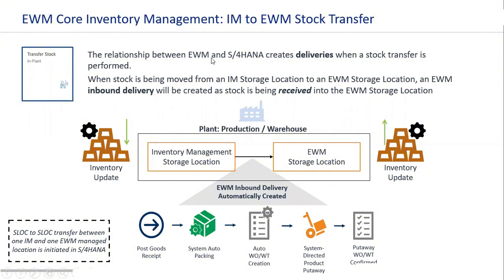So the relationship between EWM and S4 HANA inventory management creates deliveries when a stock transfer is performed. When stock is being moved from an IM storage location to an EWM storage location, an EWM inbound delivery would be created as stock is being received into the EWM storage location. So you can just see the flow there. So the post goods receipt, the auto pack in the warehouse tasks, system directed put away, and then the confirmation of those tasks being done.